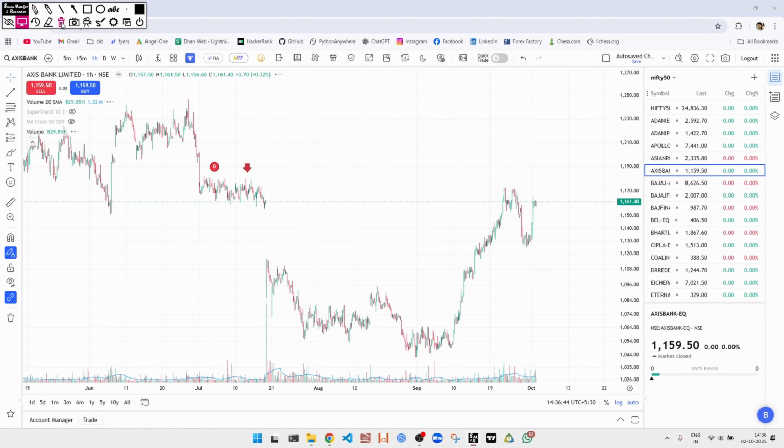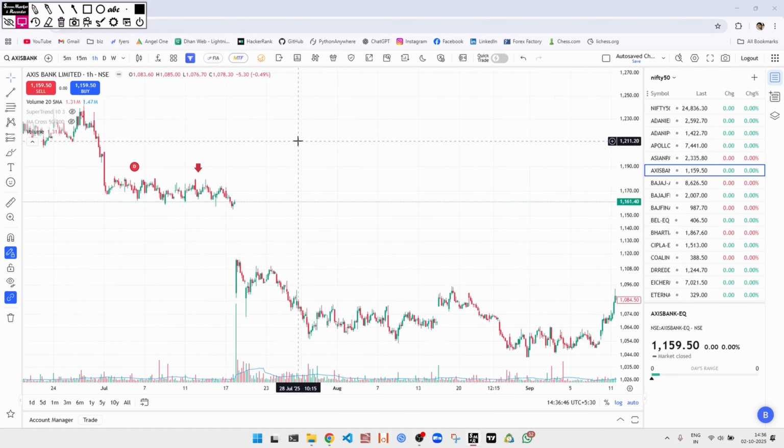How far can we expect prices to reach? We can expect prices to reach somewhere around this level, 2250. I guess a 3 to 4% down move we can expect in Asian Paints. Coming to Axis Bank, this is 1 hour time frame.